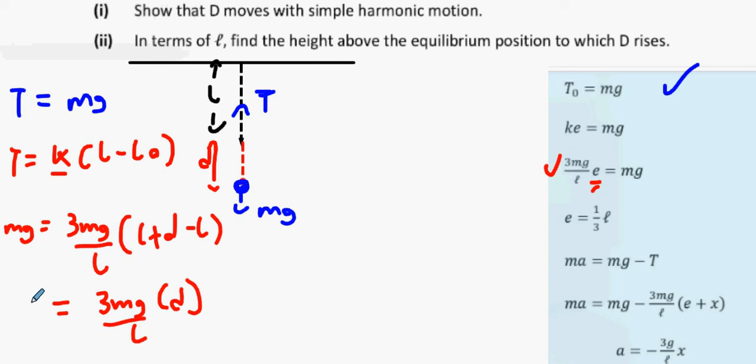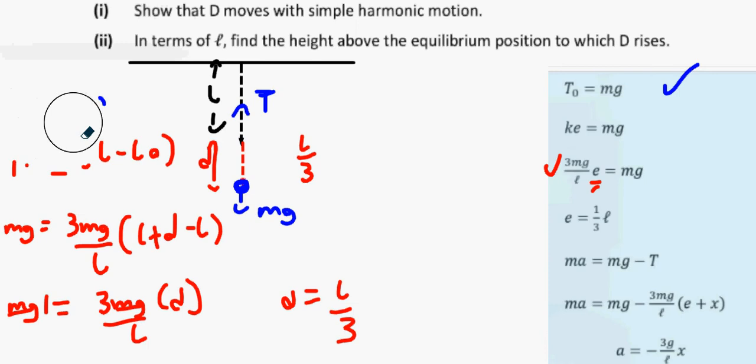Alright, that equals mg. Cancel the mg's to leave me 1. And D is going to be L over 3. So we know the current extension is L over 3. Is that cool with you guys? L over 3. Happy days. So we're a good bit of the way down now already. So I'm just going to rub out what I have.